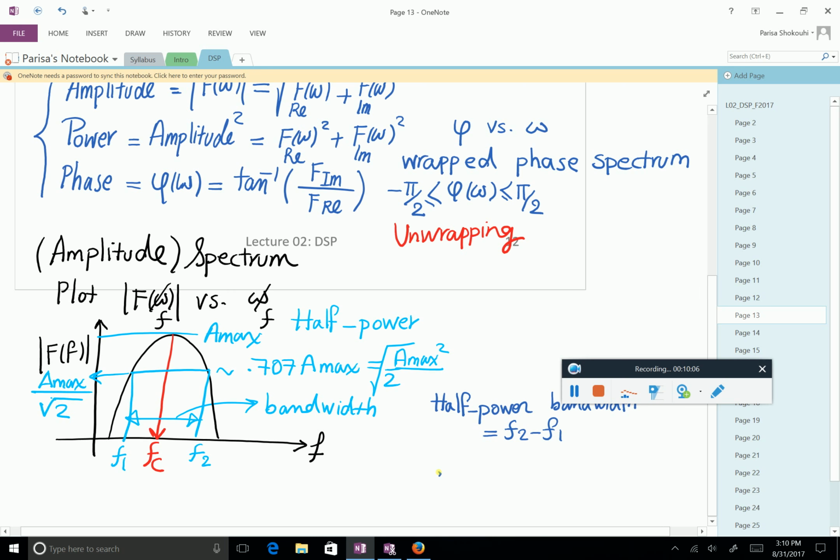And later on, you see that there is a quantity which is very much related to attenuation, and we obtain it very close to what we do here. So if you want to express it in terms of percentage, you just normalize it by center frequency. These are the important things about frequency spectrum.